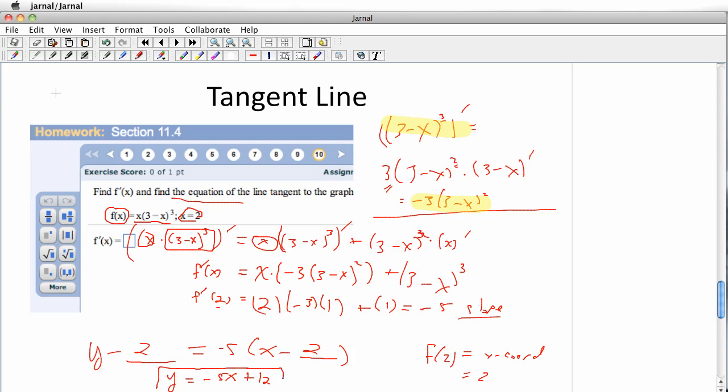And it's easy to check that that has a slope of negative 5. You can tell looking at it. And it's easy to tell that it goes through the point x equals 2, y equals 2, because we can put 2 in for x and notice that we get 2 out for y. So that's the equation of my tangent line.